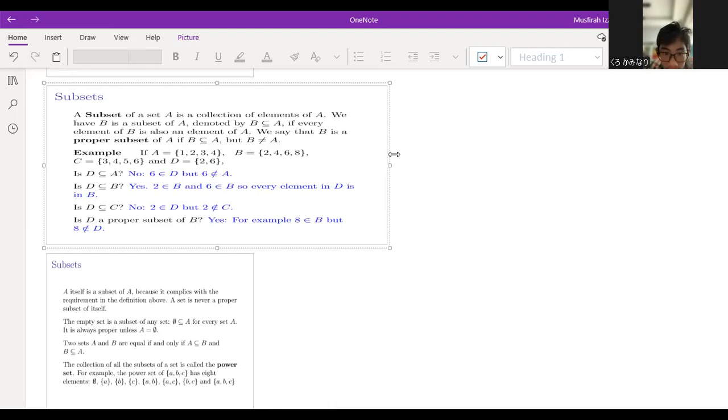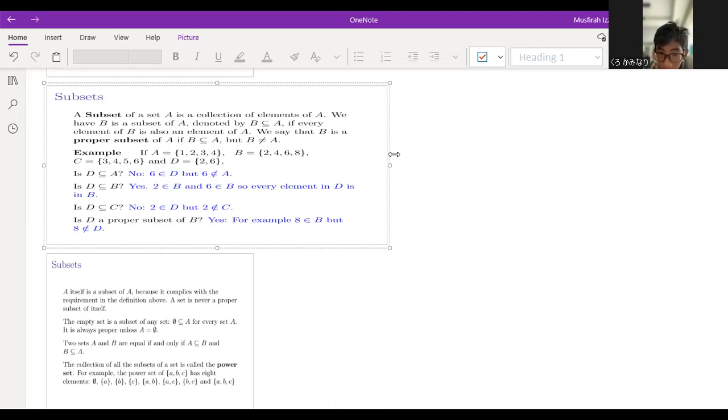If A is 1, 2, 3, 4, B is 2, 4, 6, 8, C is 3, 4, 5, 6, D is 2, 6. Okay. Is D a subset of A? Betul tak? 2 ada tapi 6 is not an element of A. Jadi dia bukan subset. Okay?